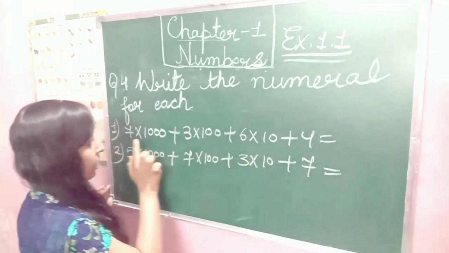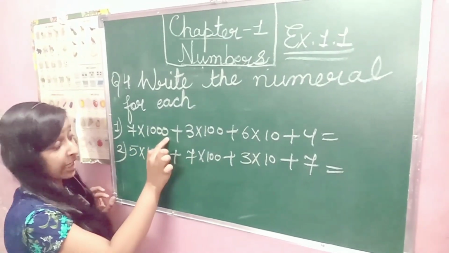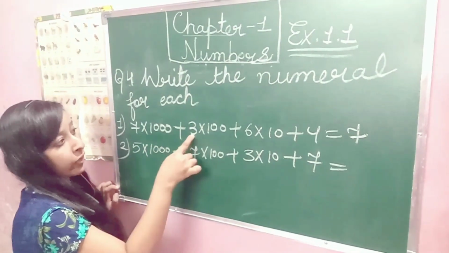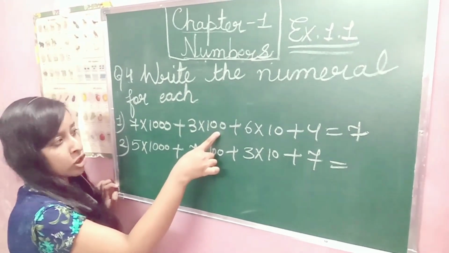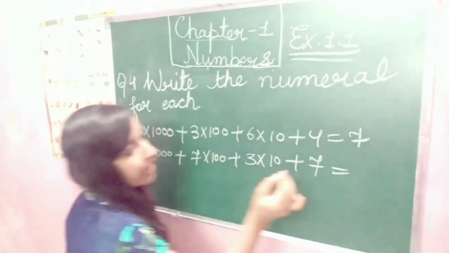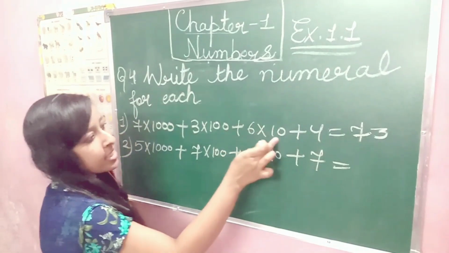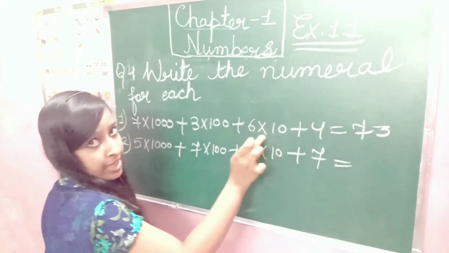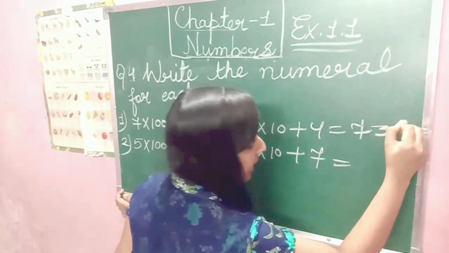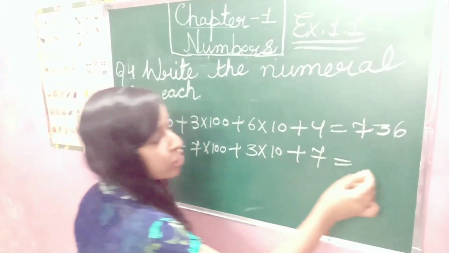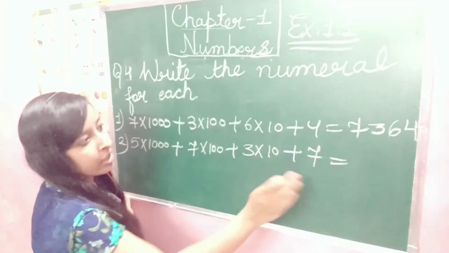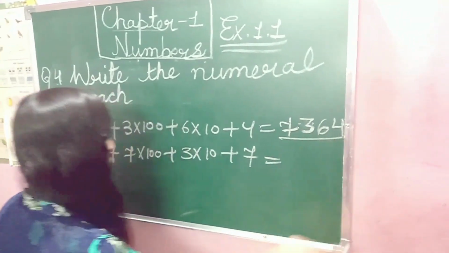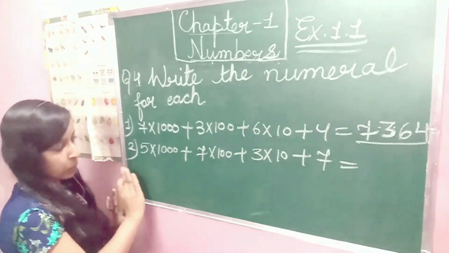Now 7 multiplied by 1000, what it became? 7000. So write 7 at thousands place. 3 multiplied by 100, at which position? Hundreds place. So write 3 at hundreds place. Now 6 multiplied by 10, what it became? 60. So it is at tens place. So write 6 at tens place. Now 4 at which position? Ones place. So write 4. What the number became? 7364. Similarly, you have to do this.